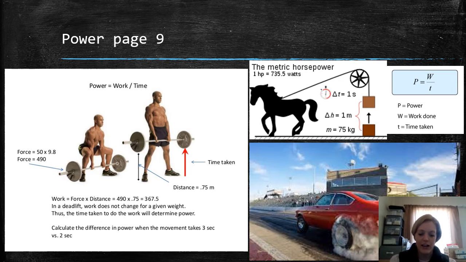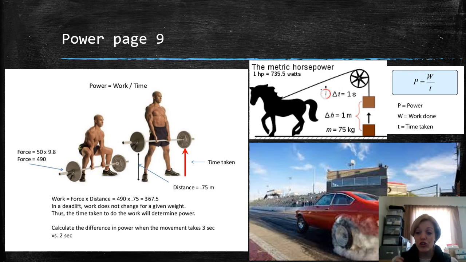Let's grab our calculators out. 367.5 divided by 3 is going to give you 122.5. So therefore, guys, he is definitely doing more. There's definitely more power involved in 2 seconds, okay. He has more power in 2 seconds because it's over a shorter time, whereas in 3 seconds he has been exerting that energy over a longer period of time. Therefore, there's going to be less power.